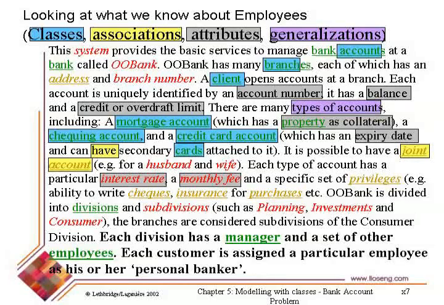Let me temporarily flip this back just so that you can have a glance at the statement for a second. What does it say about employees? This is the stuff at the bottom here. It says that a customer is assigned a particular employee as his or her personal banker. And above that it says each division has a manager and a set of other employees. Those are the two statements about employees.